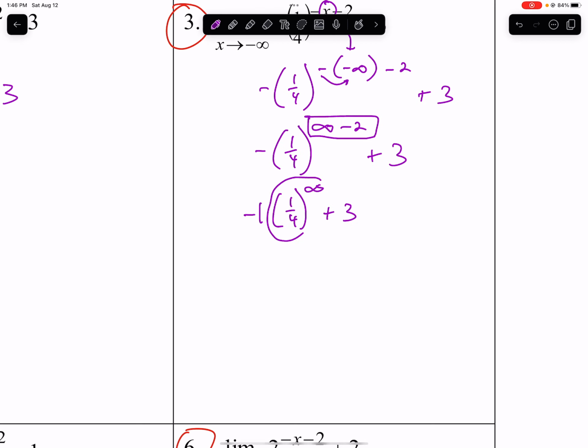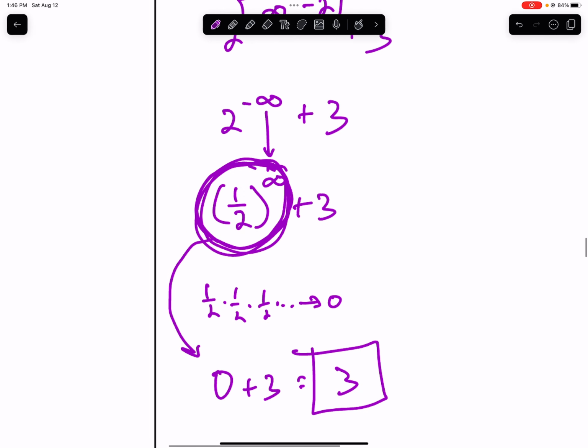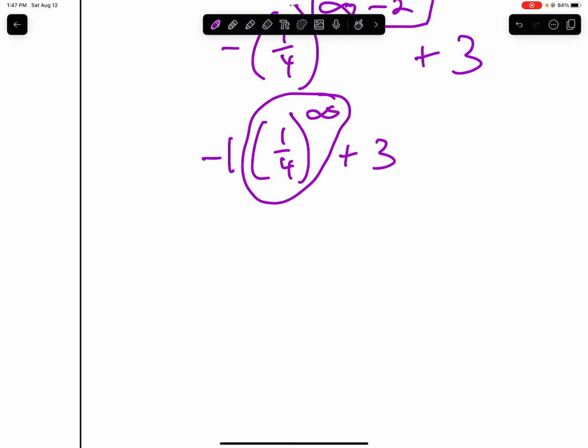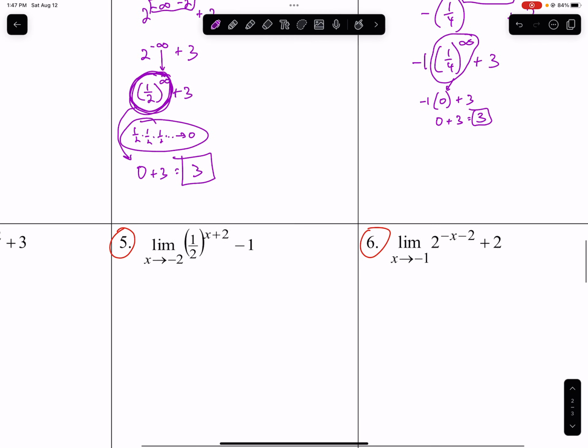Now I'm going to analyze this number. What's 1/4 to the infinity? Well, just like before, since 1/4 is less than 1, 1/4 times 1/4 over and over goes to 0. So now I would have negative 1 times 0, because this part all goes to 0, plus 3. So negative 1 times 0 is 0, plus 3 is 3. So that answer is 3. I'm not going to show you the graph. You can check that out on your own.